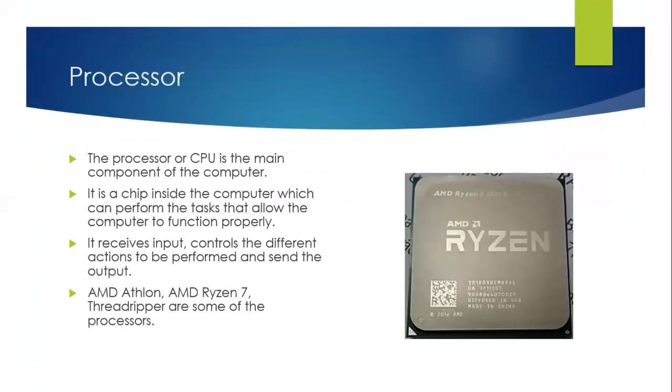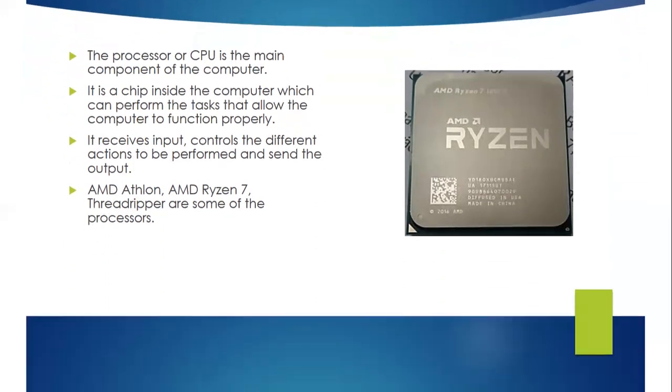Processor. The processor or CPU is the main component of the computer. It is a chip inside the computer which can perform the tasks that allow the computer to function properly. It receives input, controls the different actions to be performed, and sends the output. AMD Athlon, AMD Ryzen 7, and Threadripper are some of the processors. This is the end of the chapter, and this is the end of the part 6 video.